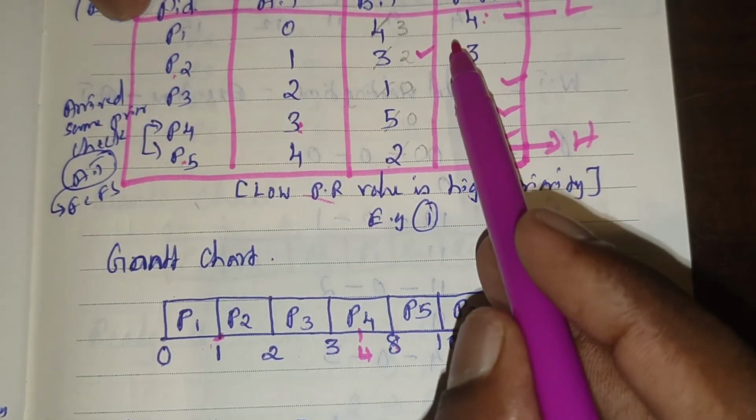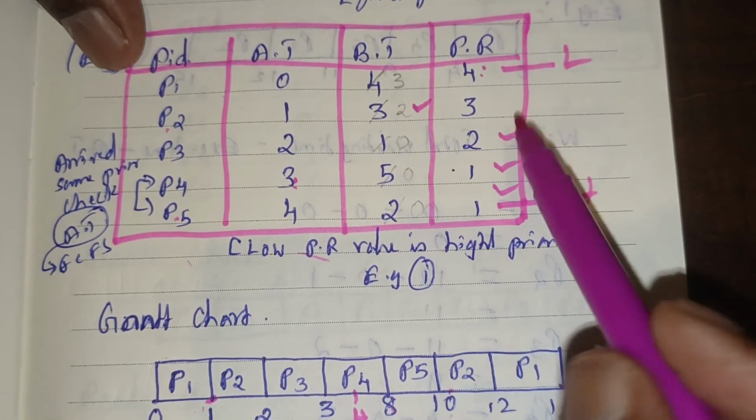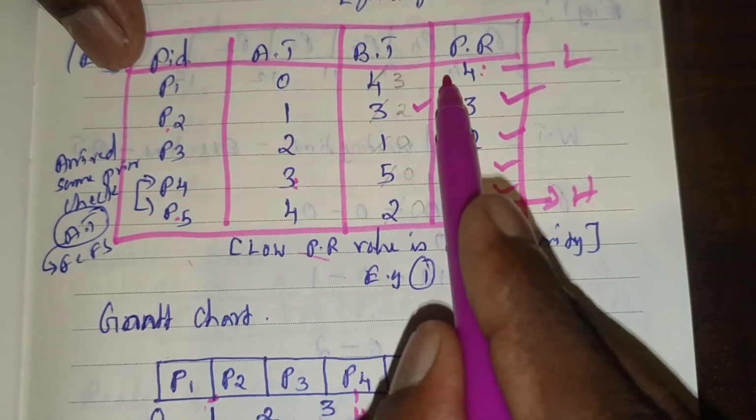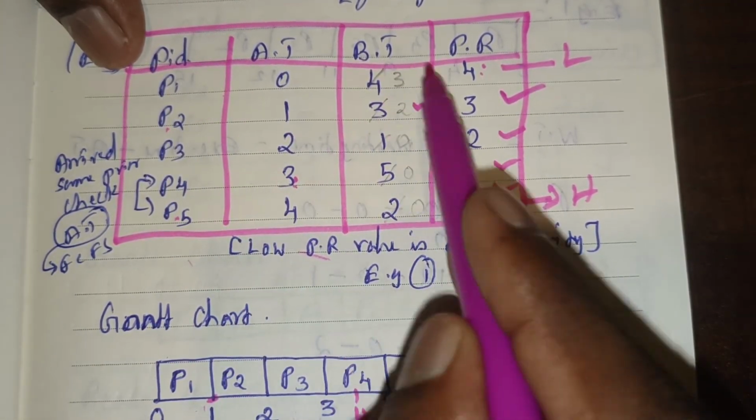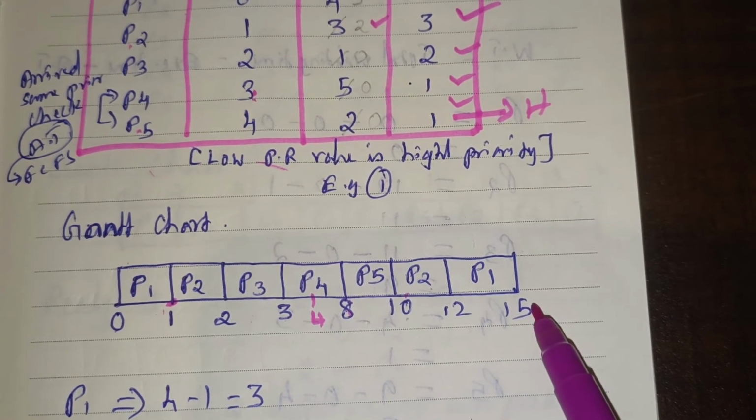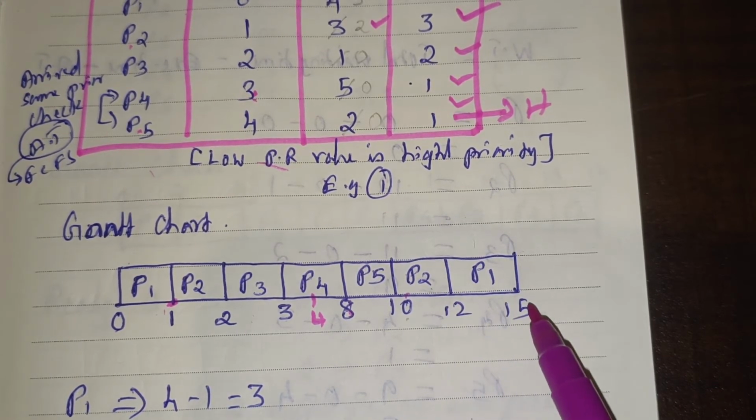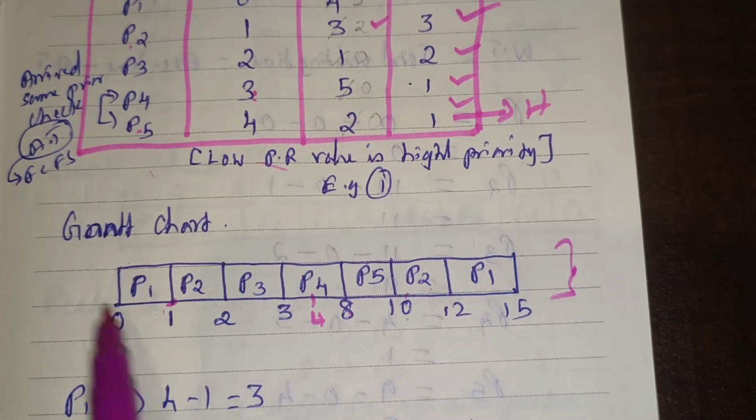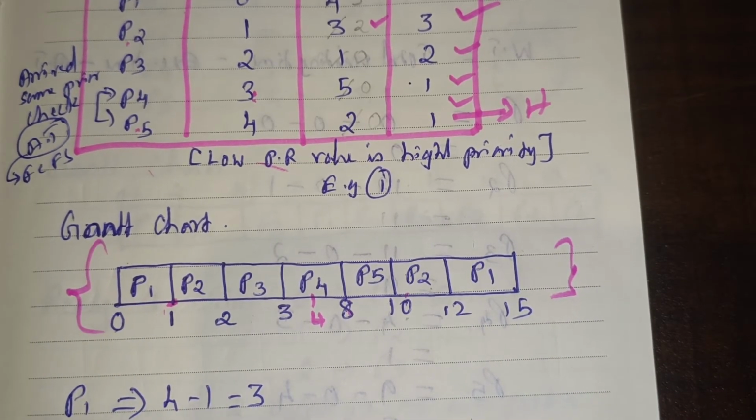Again P1 is coming inside. Whichever is pending here, after that nobody is waiting. So what is the pending burst time? 3. So it exactly starts at 12 and ends at 15. That is 12 plus 3, 15. So this is how the Gantt chart has been made.